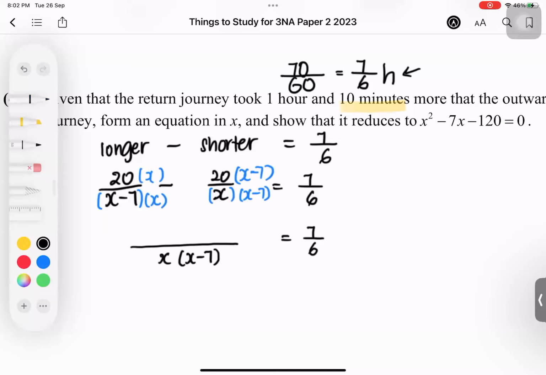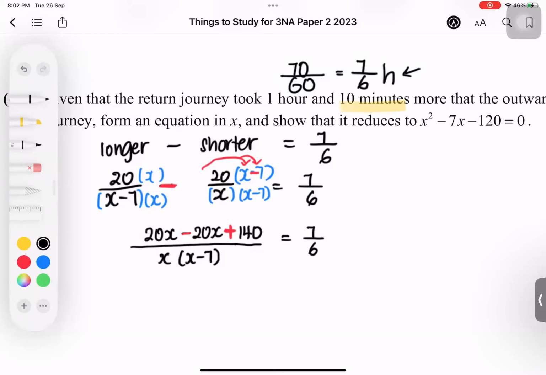Then what's our numerator? 20 times x, 20x. Minus, negative 20 times x, negative 20x. Oops. Negative times negative. Just now, some of them made a sign mistake. Negative times negative becomes positive, 140. So if in your exam your number is not correct, please go back and check your sign.